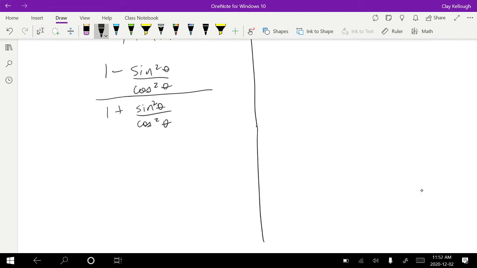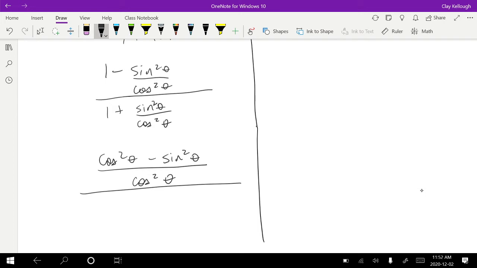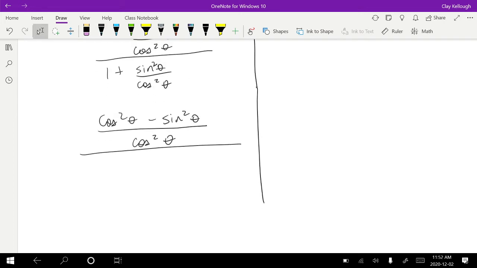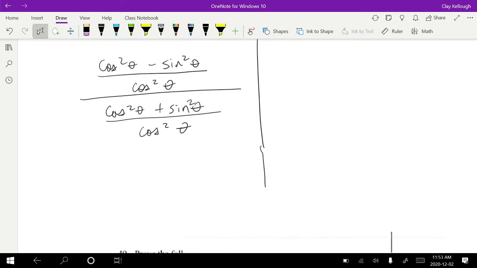So why don't I make it into 2 simpler fractions? Let's find a common denominator. The common denominator on this top part is cos squared theta. So this is going to be cos squared theta minus sine squared theta all over cos squared theta. And I'm going to do the same thing to the bottom. So this 1 becomes cos over cos, so cos squared theta plus sine squared theta over cos squared theta. And do you see where I'm going with this? This is what I kind of saw coming as I was doing this. Do you see where this is going?